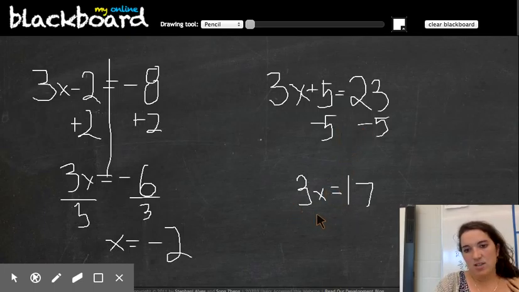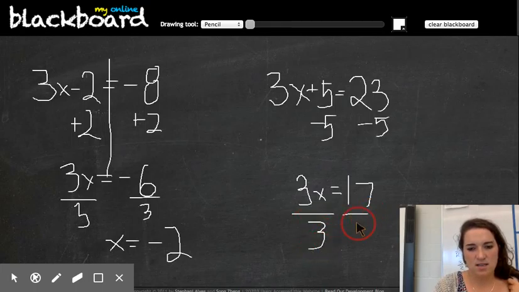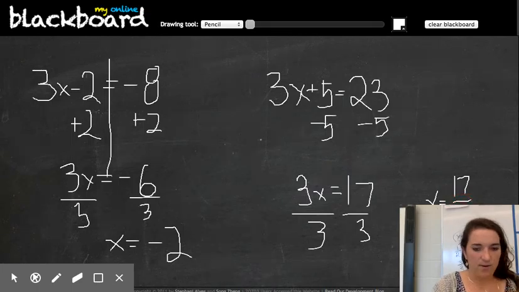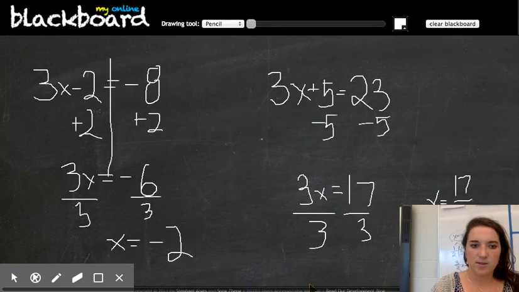Last step is to divide. So I can divide by 3. Now I'll get x equals 17 over 3. And that is my final answer for the equation. I won't make you divide to figure out that as a decimal.